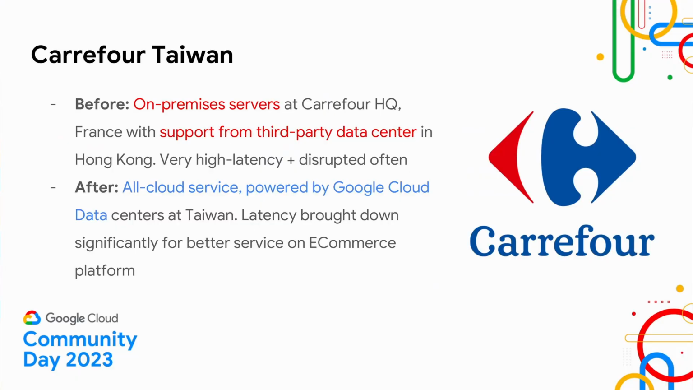Before, on-premises servers at Carrefour, with support from a third-party data center in Hong Kong, but it wasn't helping way too much. Finally, they changed to a Google Cloud Run-based architecture wherein they could very easily scale with their requirements.